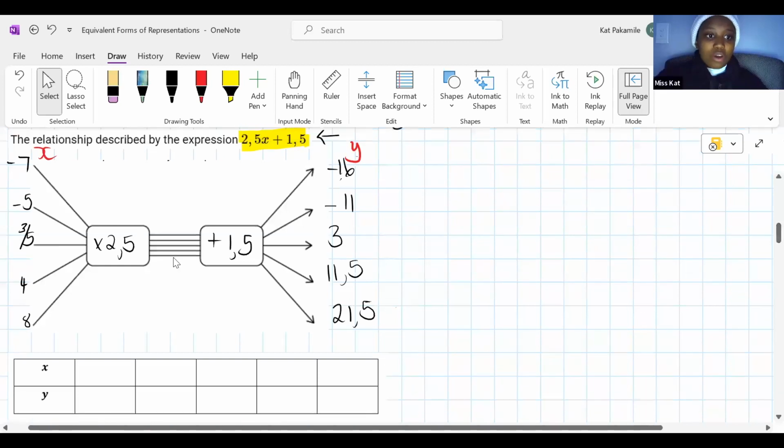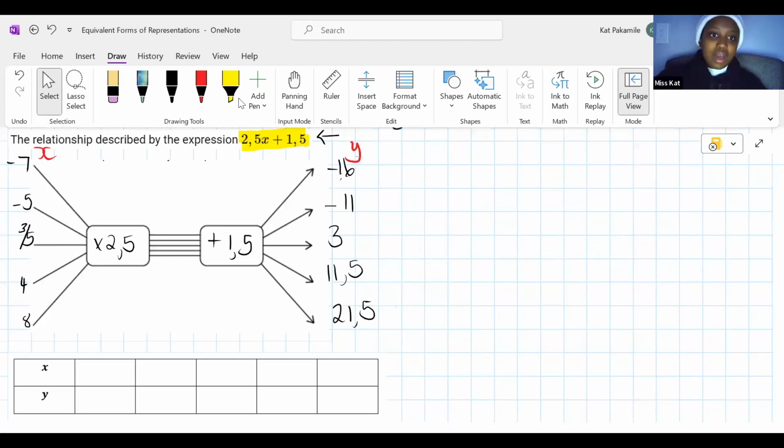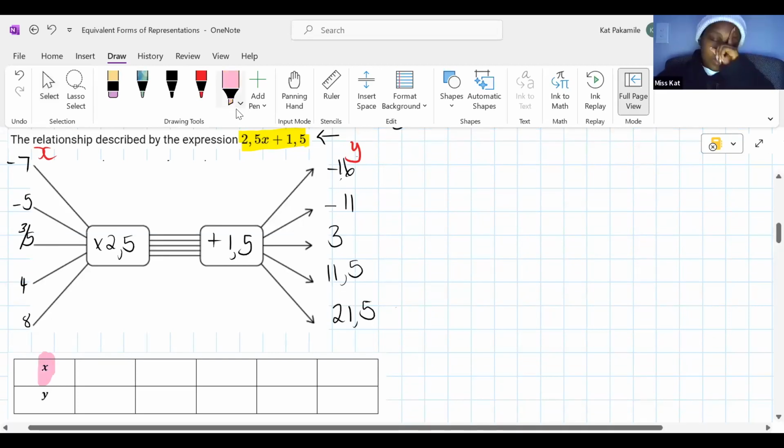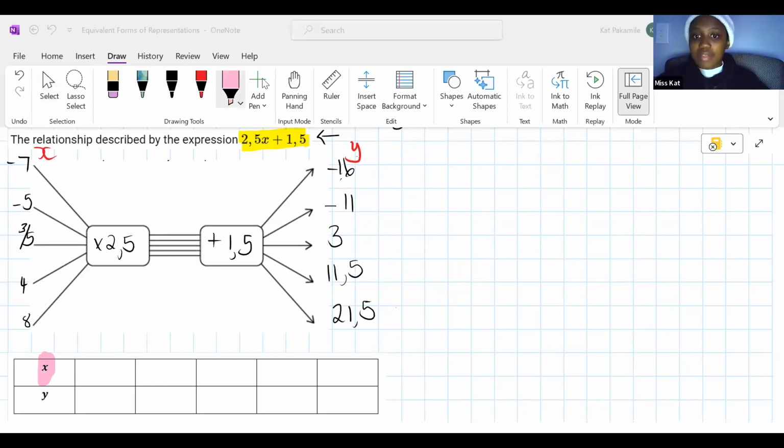Okay, so now we're going to just fill in our information on our tables. Tell me on the row that says X, which numbers do I fill in? We have a row that says X. Which numbers do I fill in? The ones on the left or the ones on the right? Okay, I see a lot of people say right. Remember, you have to ask yourself, what is X? Is X our input or our output, guys?